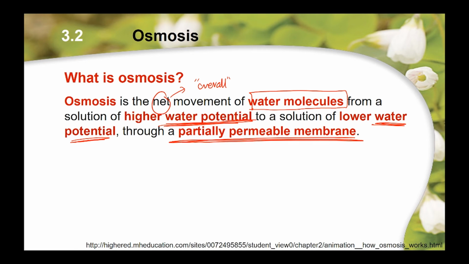Now through this, you'll notice a few differences. Number one, we are looking at water molecules only for osmosis. Number two, instead of looking at concentration, we are looking at this term called water potential. So initially it was from a higher concentration towards a region of lower concentration, but now we are looking at water potential. And the third difference is this term called a partially permeable membrane. Osmosis needs a partially permeable membrane, whereas diffusion doesn't.